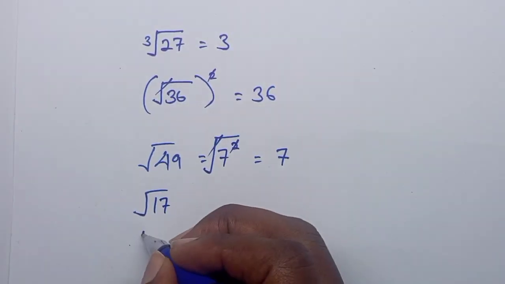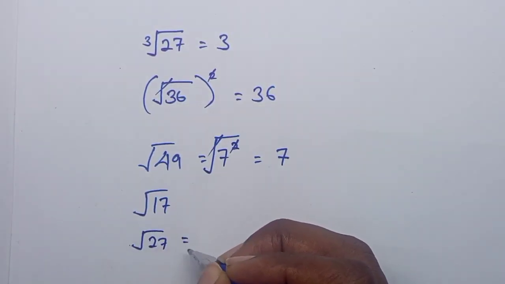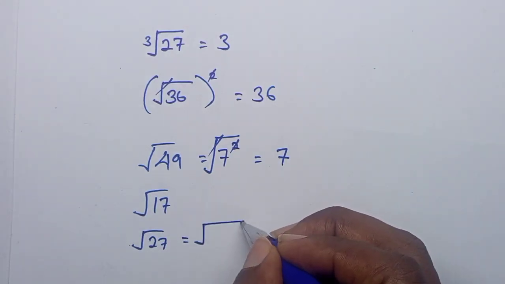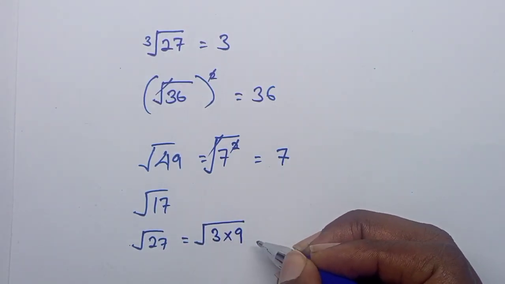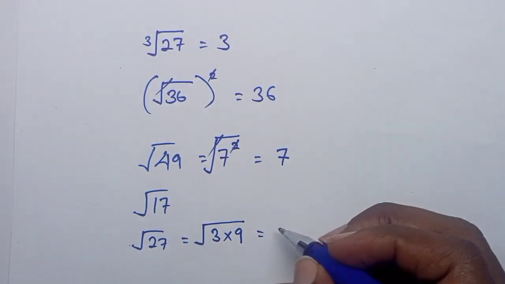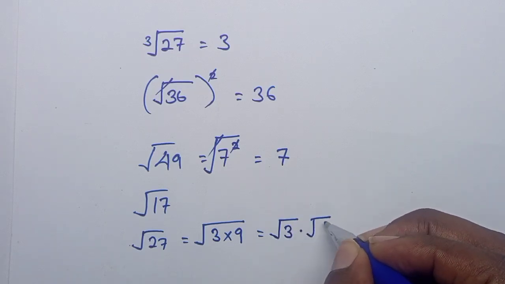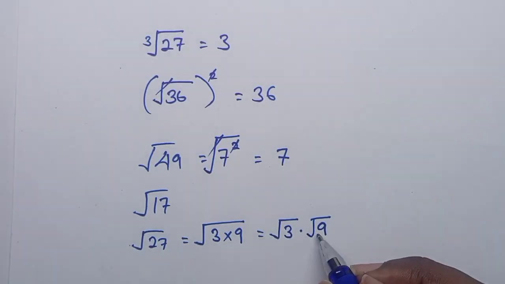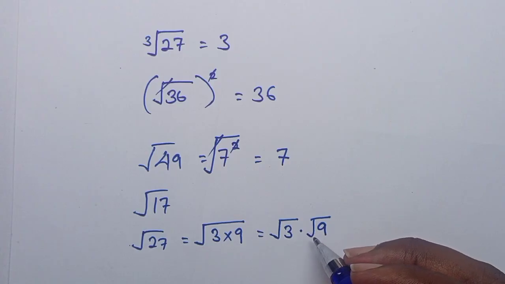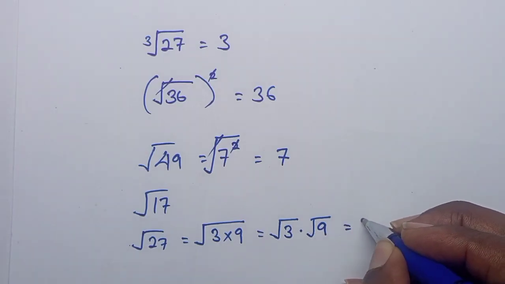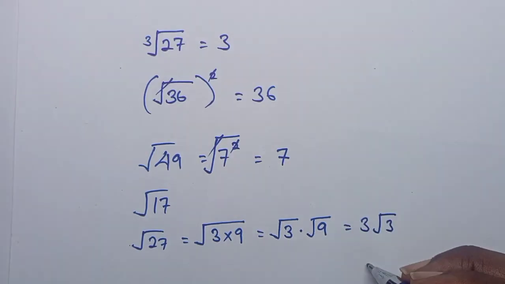If you have, say, root of 27, this can be simplified. 27 is the same as 3 times 9, which is the same as root of 3 times root of 9. And we know root of 9 is 3. So this is equal to 3 root 3. So that is what it means.